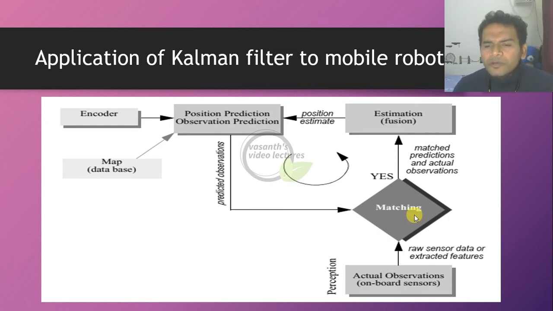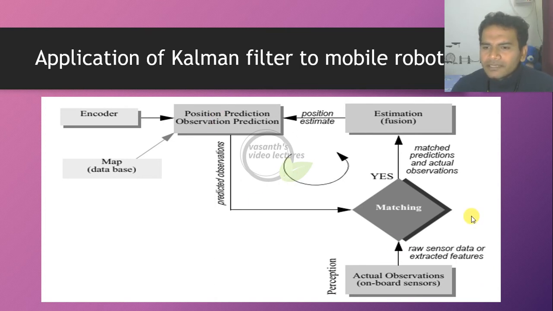And the output of this matching case structure would be given to an estimation fusion, and then it will again be fed back to your estimation or the position estimate part. Whatever the actual onboard sensors give you is always raw data. This raw data is compared with your prediction data.